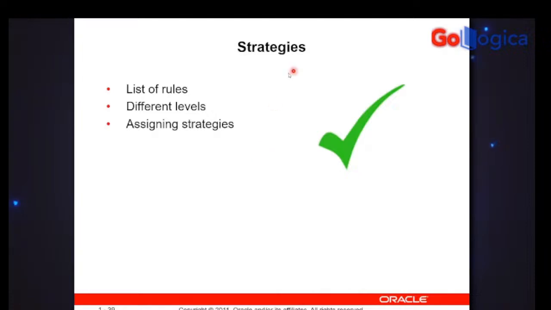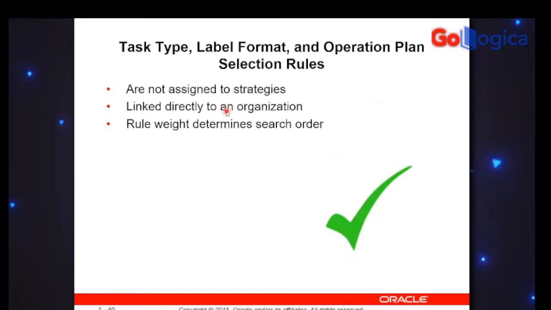As I discussed the strategies here, right? So a list of rules and different levels, and then assigning strategies to the workbench. There are some types of rules that are not assigned against any strategy. They are directly linked to an organization. So your task type, label format, and operation plan selection rules, these three things cannot be assigned against any strategy or any workbench. They can directly be assigned to an organization.